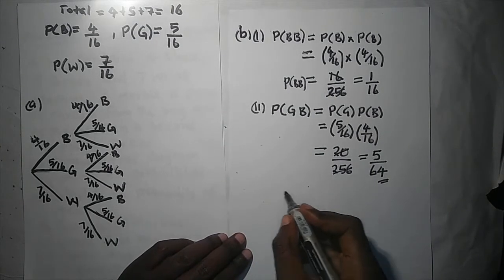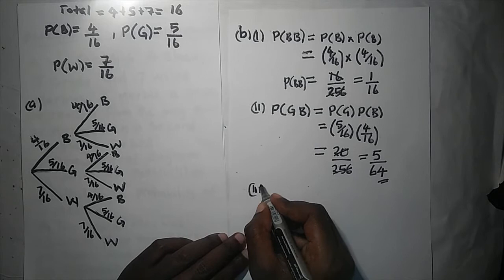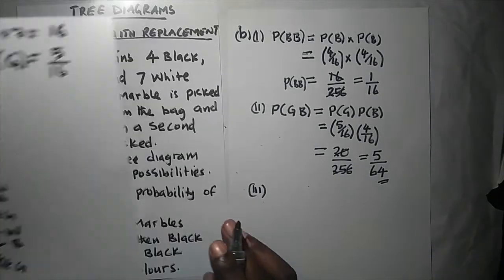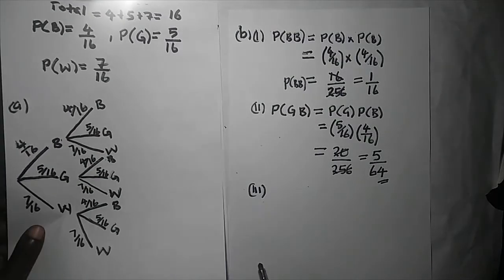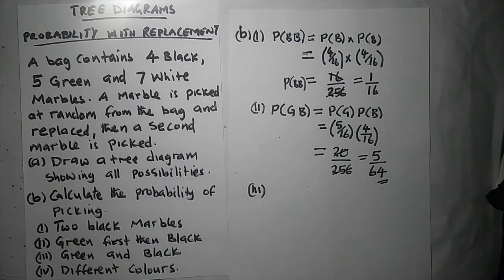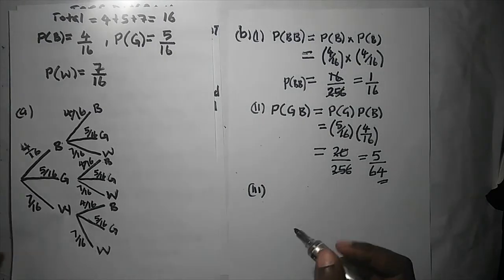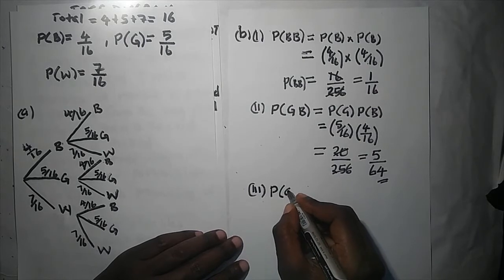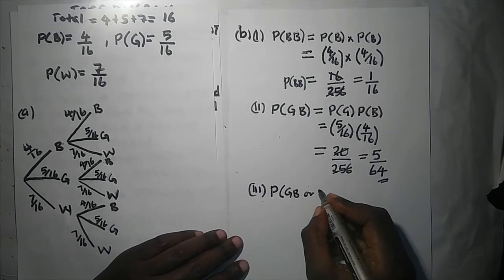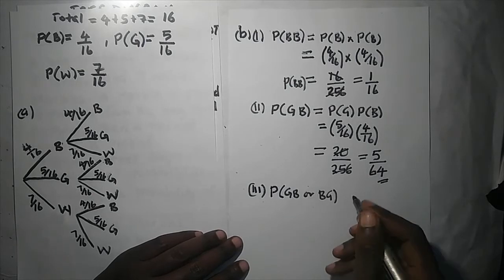And then now we can go to our third question. Our third question says, calculate the probability of picking green and black. So now here, I want you to see the difference between the second question and the third one. Here it says green and black. So it means that you can pick green first and then black, or you can pick black and then green. So here is how we write it. The probability of green and black is equal to probability of green, black, or black, green. So this is the difference.